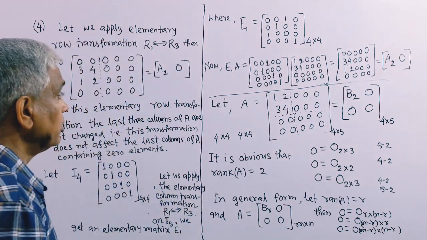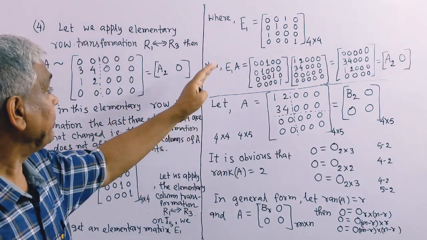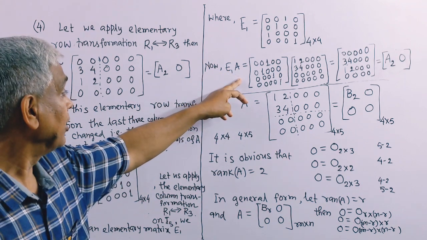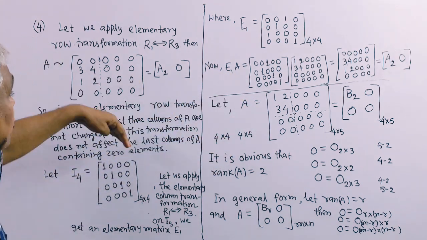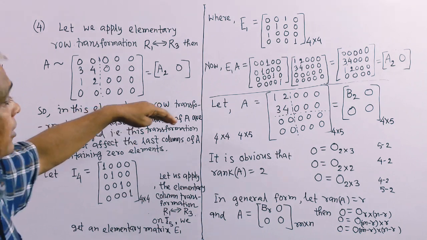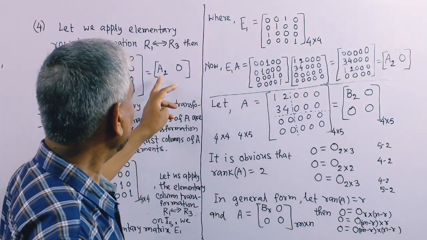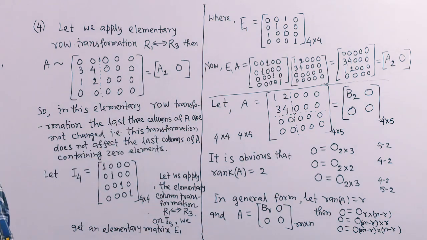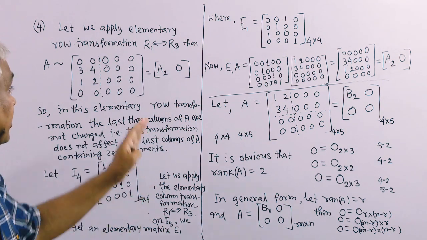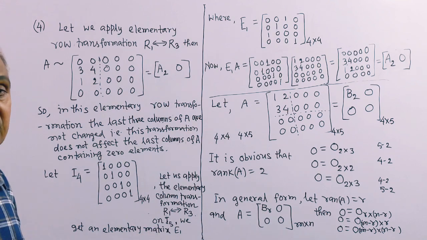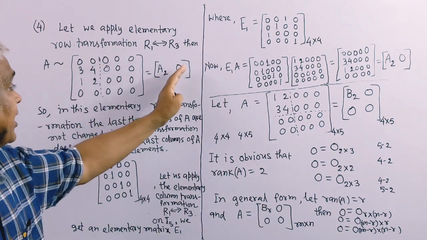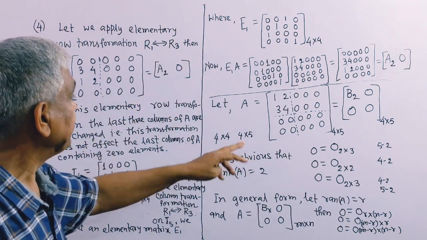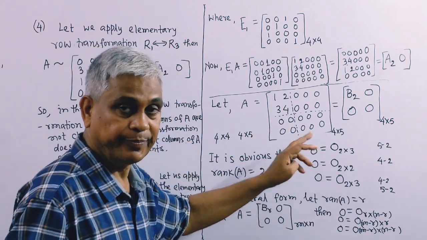So if we pre-multiply by the corresponding elementary matrix with the matrix A, we get the same row transformation. And this will be of the form A2 0, means the columns containing 0 elements, the last columns, will be the same. So it will be of the form A2 0 if the matrix is in this form.